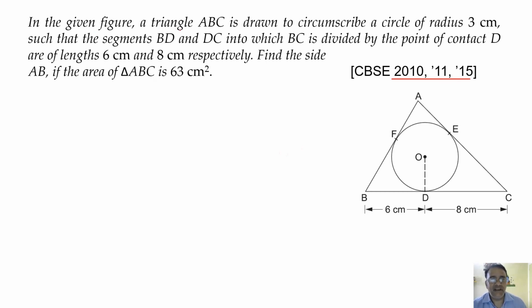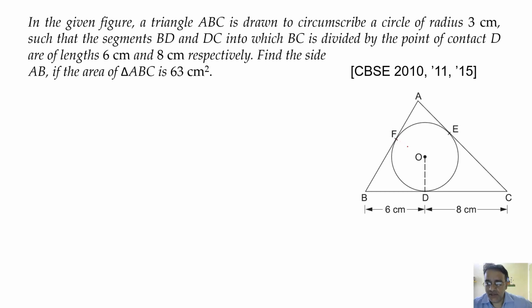So in the given figure, a triangle ABC is drawn to circumscribe a circle of radius 3 centimeter, such that the segments BD and DC, into which BC is divided by the point of contact D, are of length 6 centimeter and 8 centimeter respectively. Find the side AB if the area of triangle is given 63 centimeter square. Okay. Question is clear. Now what we will do?